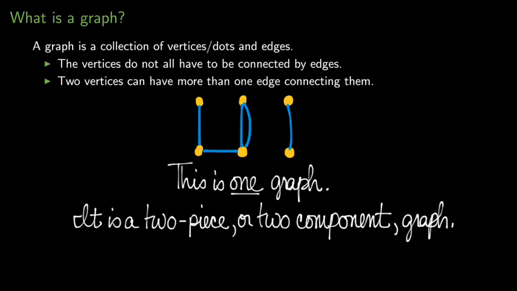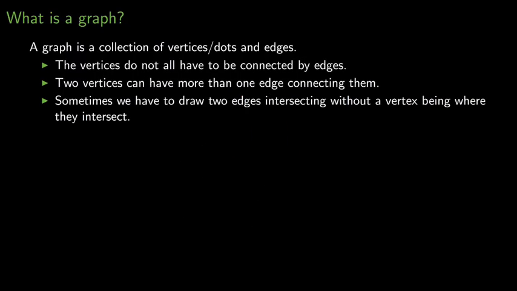This graph actually illustrates a second point, which is that 2 vertices can have more than one edge connecting them. So these 2 guys in the middle actually have 2 separate edges connecting them. That's fine, we don't care about that. And the third fact is sometimes we have to draw 2 edges that intersect. They look like they intersect, but we don't want to think about there being a vertex in the middle if it's not literally drawn there.